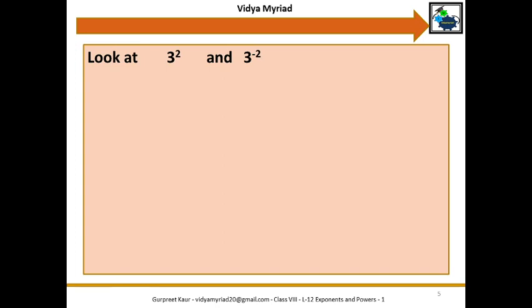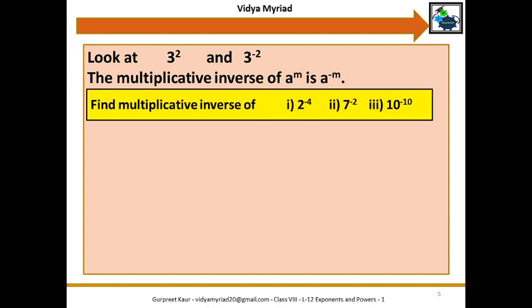Same way, you have 3 raised to power 2 and 3 raised to power minus 2. So they both are the multiplicative inverse of each other. It will be in the form of a to the power m. The multiplicative inverse is a raised to power minus m. So these are a few questions for which you can write down the multiplicative inverse for your practice.